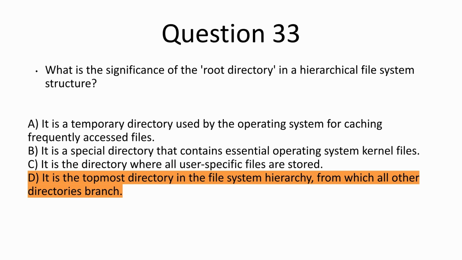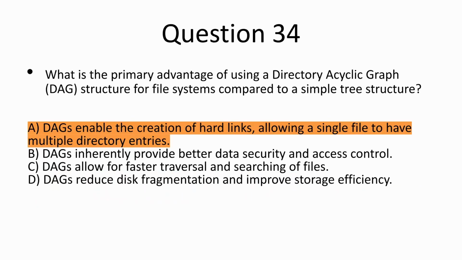It is the topmost directory in the file system hierarchy, from which all other directories branch. Question 34. What is the primary advantage of a directory acyclic graph structure for file systems? A. DAGs enable hard links, allowing a single file to have multiple directory entries.